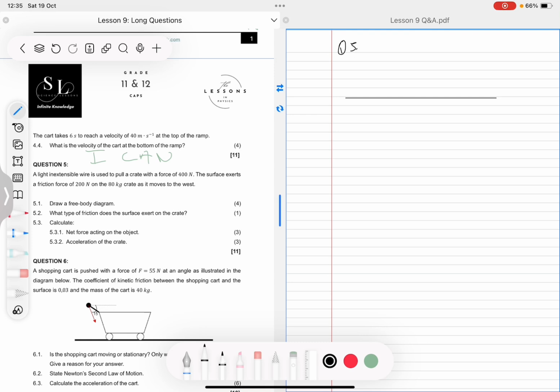I'm going to quickly draw the scenario of the crate so that we are able to interpret this problem. They say to you that the crate moves to the west. That means it has an acceleration that goes to the west. So here it looks like we are using the cardinal directions, right? In this case, I'll say west is positive and north is also positive. That's how I'll choose my direction.